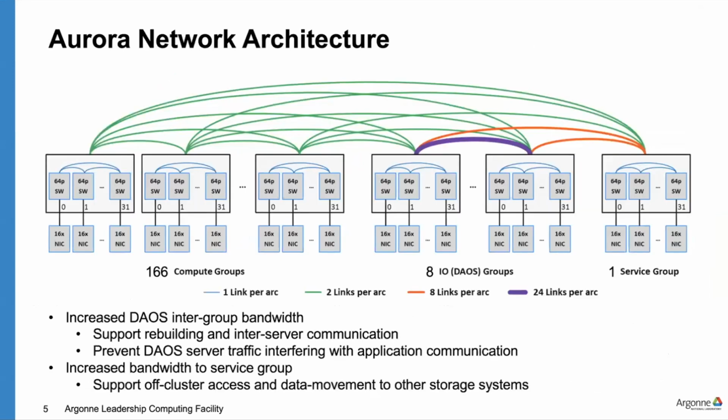To say a little bit more about the network architecture, in this graphic, on the left side, in the case of Aurora, we have 166 compute racks, and each rack is a group. So there's 166 Dragonfly groups, and that's where your compute job would be running on Aurora. We also have some racks dedicated to the storage servers, so we have 8 Dragonfly groups for those. And you can see this purple link represents many more links per arc between these groups than between the storage groups or the compute groups.